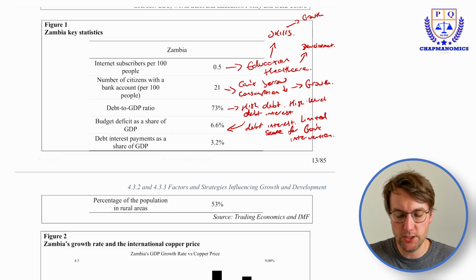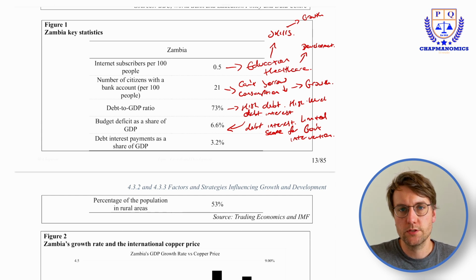If you're spending a huge amount of your tax money on debt interest, that is money that is not going towards supply side policy, demand side policy from the government, but it's also not money that's going into education and healthcare either, so it's going to affect development and growth there. Debt interest payments as a share of GDP, well, as we thought, 3.2%, that's very, very high. 3.2% of everything the country produces is going away to investors, probably international investors, if we're being honest here.